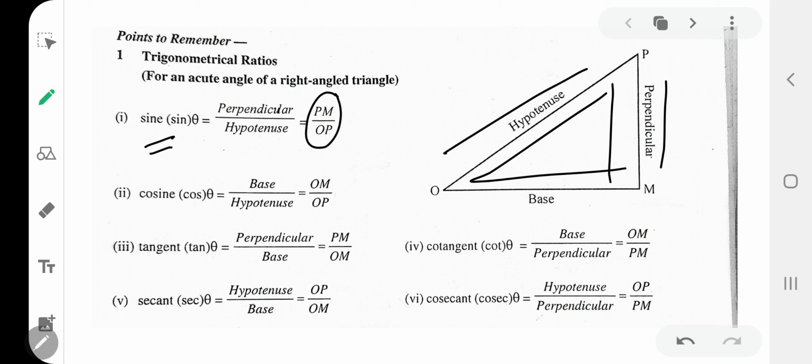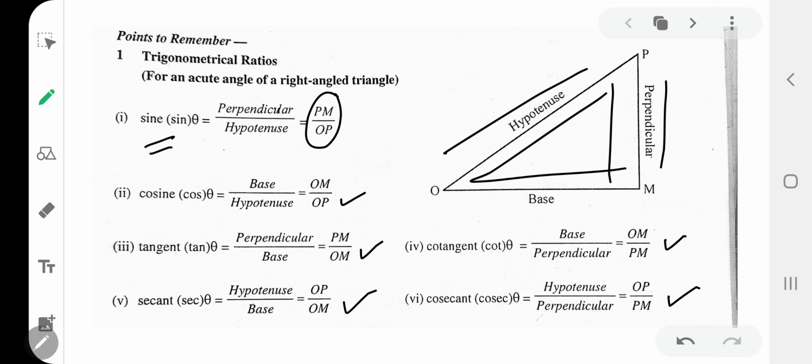The values will be given in the problem, you just have to form the ratio. That is the trigonometrical ratio sine. Then you have cosine, which is base upon hypotenuse, tan is perpendicular upon base, sec is hypotenuse upon base, cot is base upon perpendicular, and cosec is hypotenuse upon perpendicular.